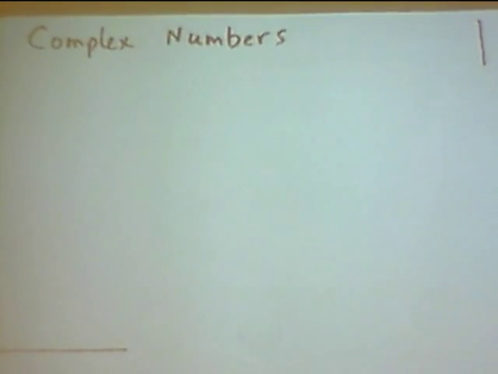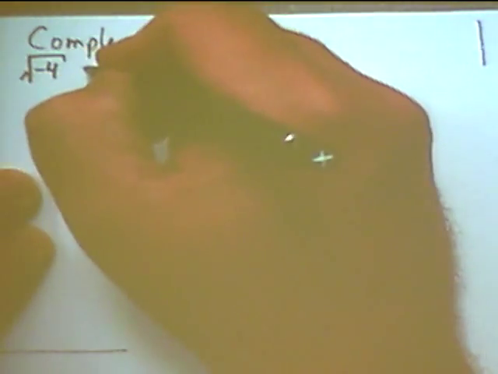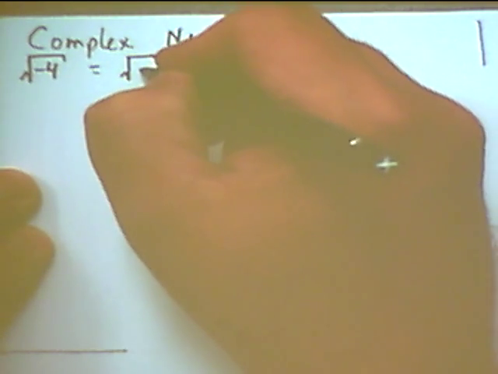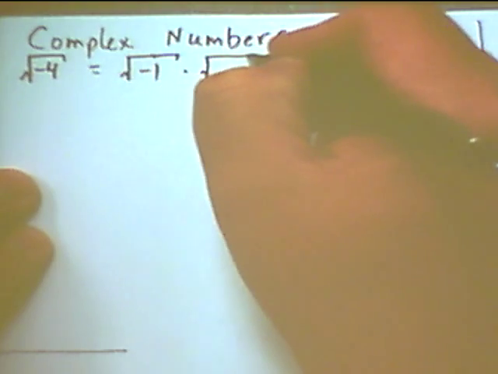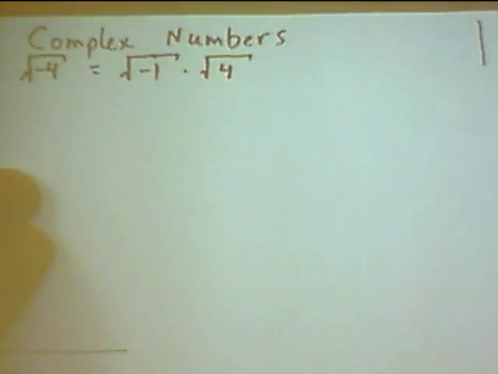Let's talk about complex numbers. Complex numbers, once again, serve the purpose of helping us when we have negative numbers under the square root. So as a quick review, if you ever have a case where you have a negative number under the square root, we can break this up into the square root of -1 times the square root of 4.